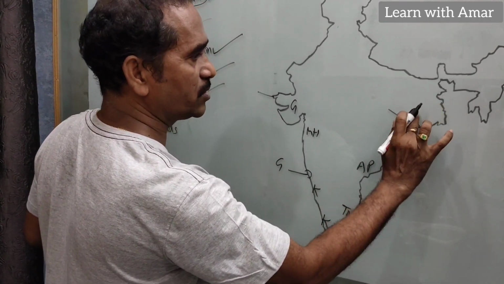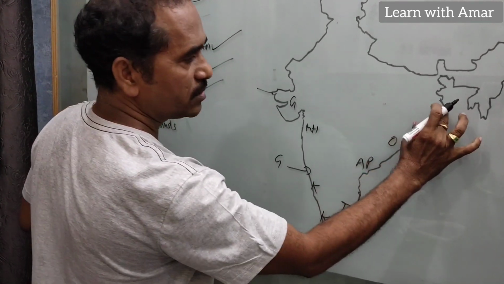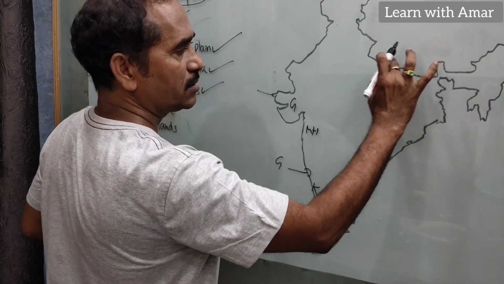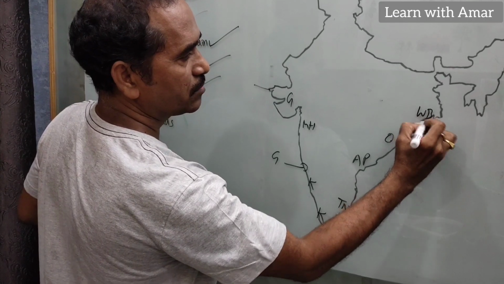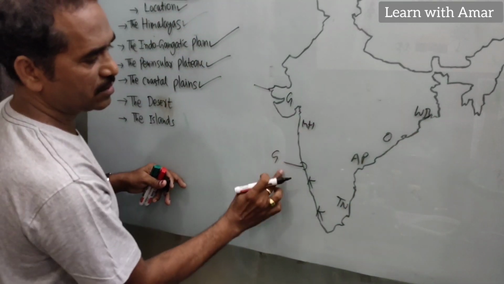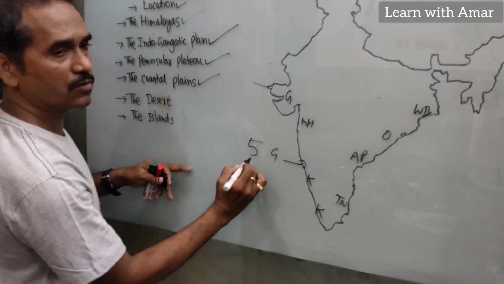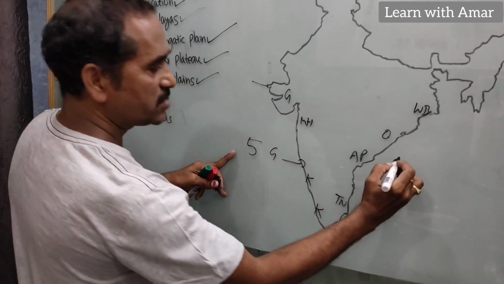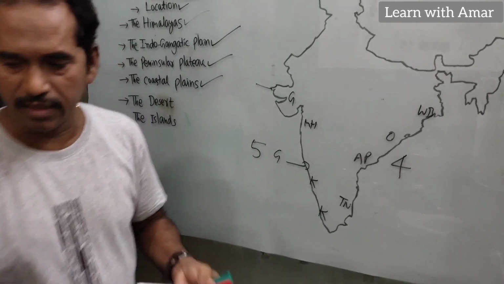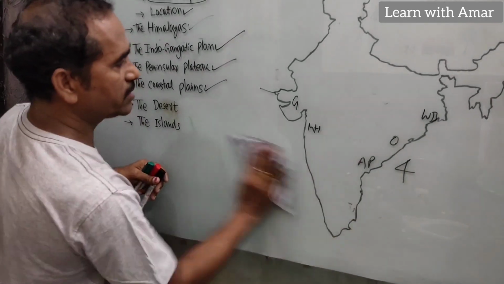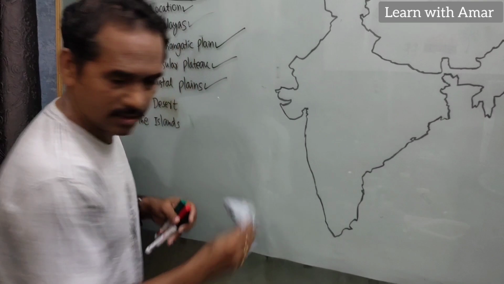Okay, we count it coastal state. Though this part belongs to northern plains, it is also coastal state. West Bengal. How many states? 1, 2, 3, 4, 5. 5 this side. West coastal states 5. East coastal state 4. Total 9 coastal states are there in India. Now let's look at any other questions.